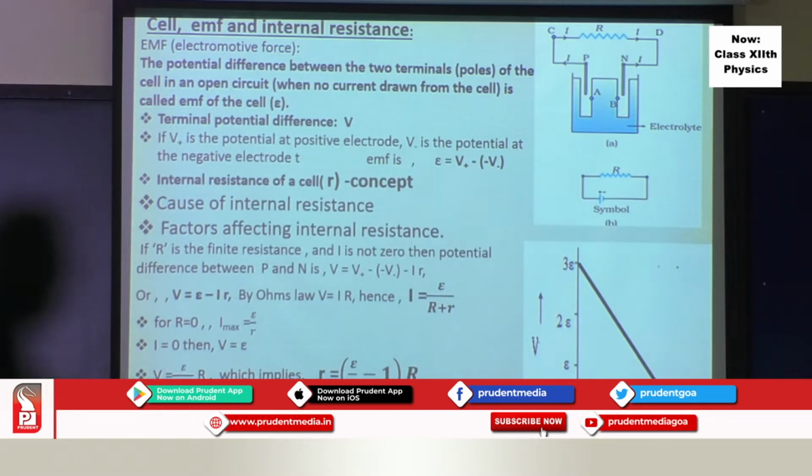Now, we can write this formula V is equal to E minus Ir and rearrange it. Then V is equal to minus r times I plus E. This equation is similar to the straight line equation y is equal to mx plus c.